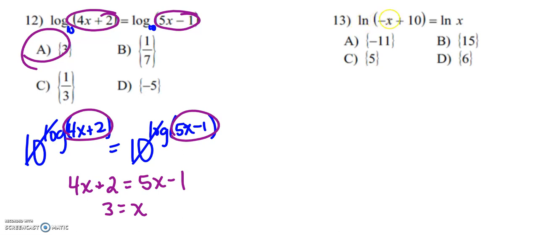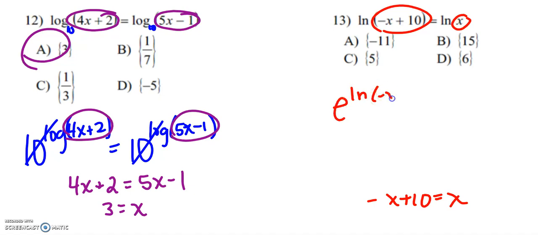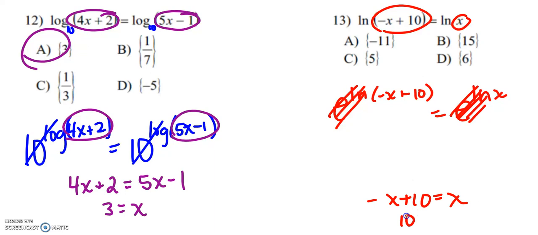Likewise, here I've got natural log of this is equal to the natural log of that. So the shortcut is to set this equal to that. But you also could say I want to undo a natural log, and I undo a natural log using an exponential with a base of e. Now these cancel, and I'm still right to here. I'm going to add this to the other side. 10 is equal to 2x, which means that x is equal to 5.